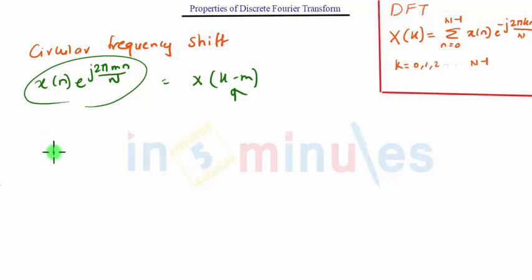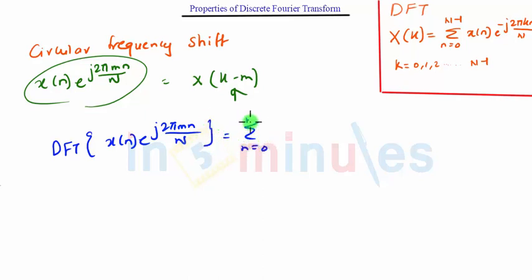Using the basic formula, DFT of x of n e raised to j 2 pi m n upon capital N is equal to summation n equals 0 to N minus 1 x of n. Now we have to prove that it is shifted by k minus m units. So we have to bring a term extra, that is e raised to j 2 pi m n upon capital N into e raised to minus j 2 pi k n upon capital N. We already know that this term will be 1.